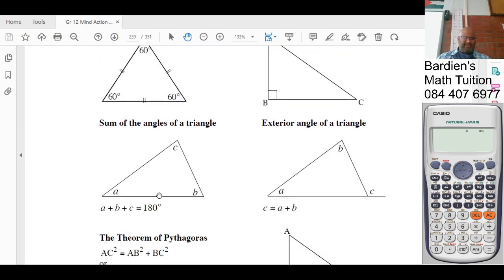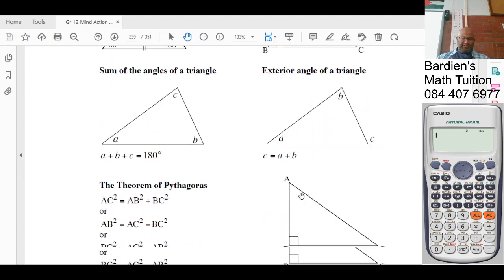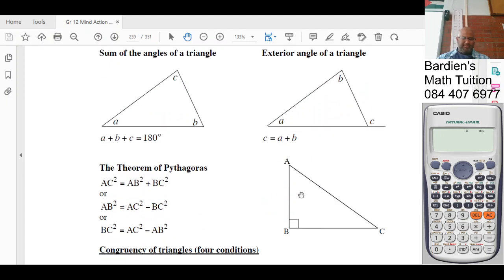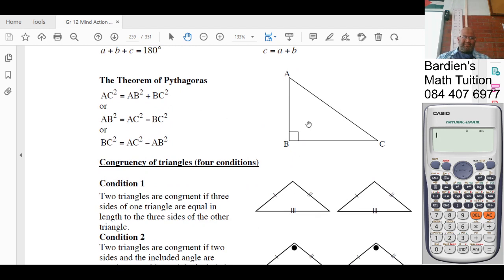And then we know the sum of angles in a triangle adds up to 180. Very important that the exterior angle is equal to the sum of the two interior opposite angles. The theorem of Pythagoras can be written as the hypotenuse squared is equal to the sum of the other two sides squared. So your hypotenuse in this case is going to be AC squared is equal to AB squared plus BC squared. When you use the theorem of Pythagoras in geometry, we must state Pythagoras and you must state the angle that is 90 degrees. You all understand?